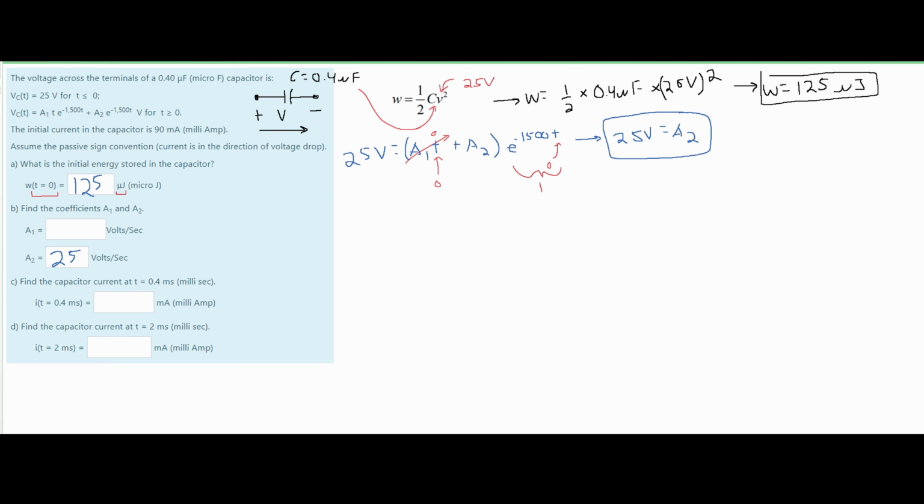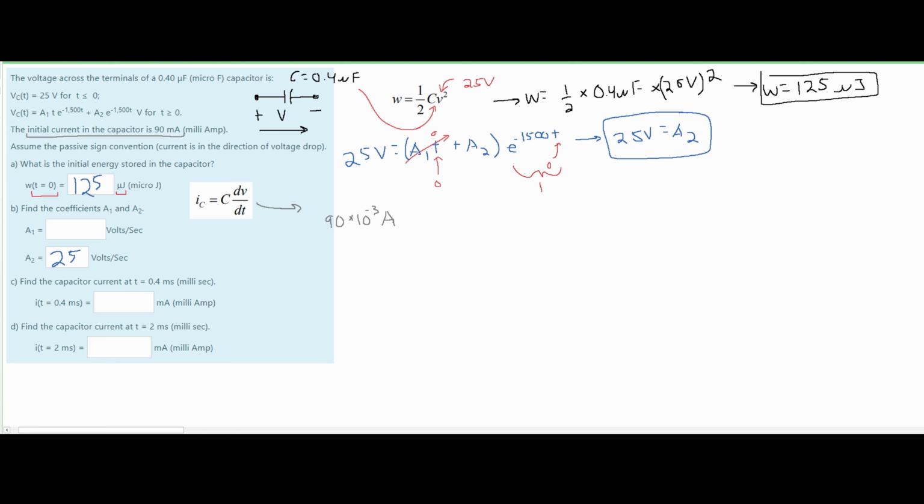Now we have to look at our A1. Well, we obviously cannot solve A1 the same way, and we won't be able to just plug it into our work formula. So the next thing I could try is plugging it into the current formula. And the formula looks like this. We have a current that's equal to capacitance times the derivative of our voltage. We know that initially, the initial current in the capacitor is 90 milliamps. So we're going to plug this in for our i of C.